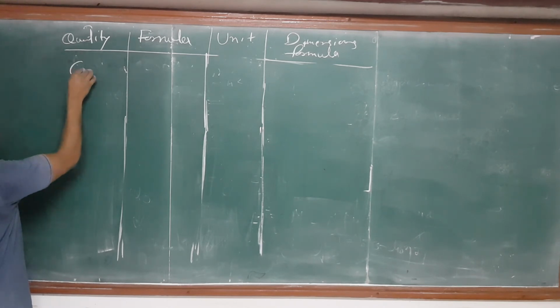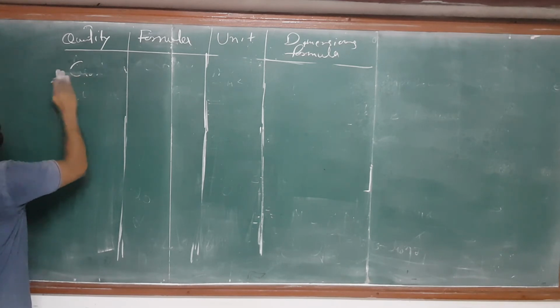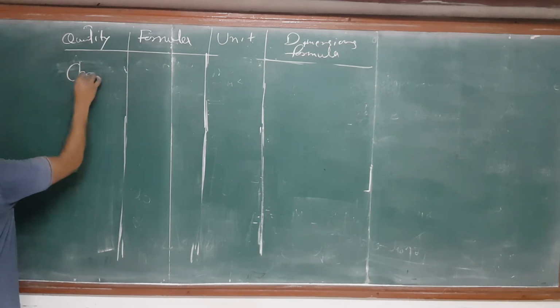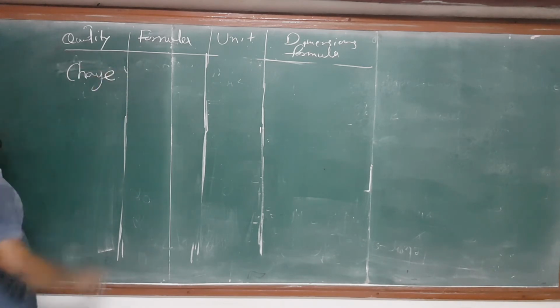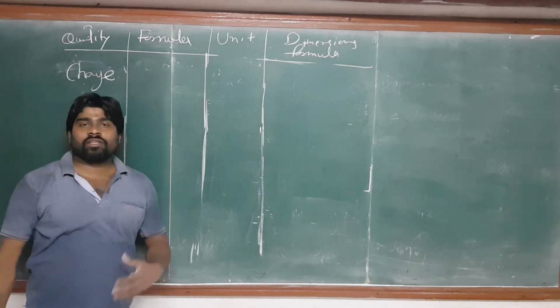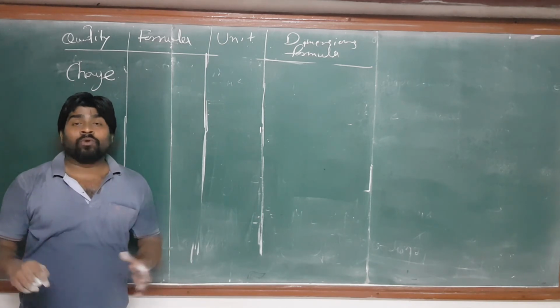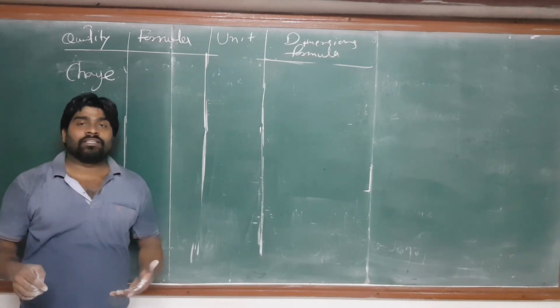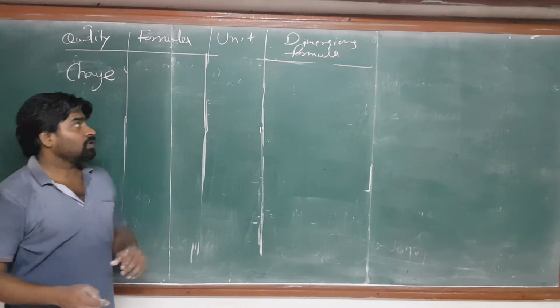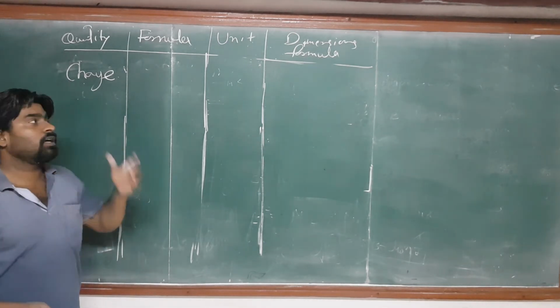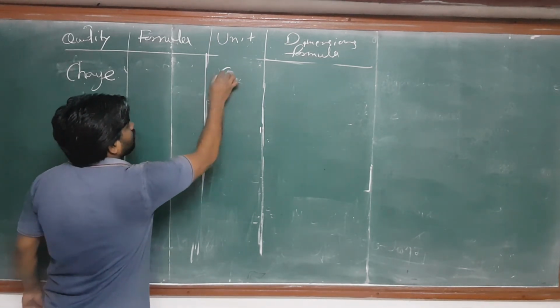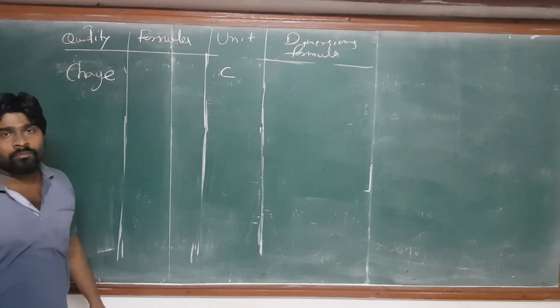Yes, current. Before current, I will write the charge. To find the charge, there is no formula, because the charge has the value 1.6 × 10^-19 coulomb, the value of a single charge. And the unit of this charge is always coulomb. We always write it in the C form.